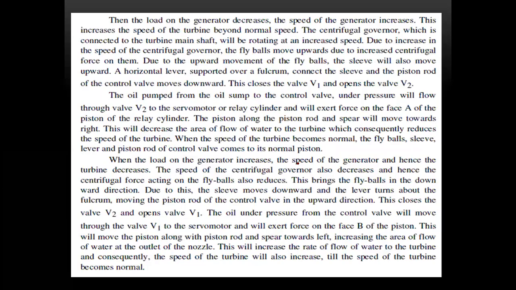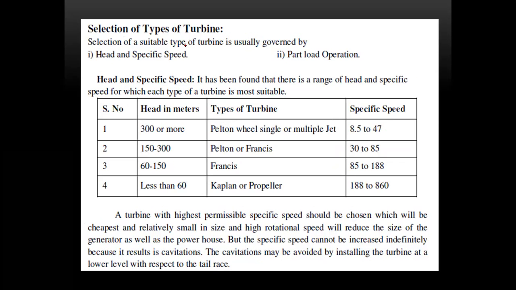Selection of turbines. How do we do the selection? Selection of a suitable type of turbine is usually governed by head and specific speed, and part load operation. It is found that there is a range of head and specific speeds, depending upon the meters: less than 60 meters, 60 to 150, 150 to 300, 300 to 450, 450 plus. So based upon the head in meters, the types of turbines are used.